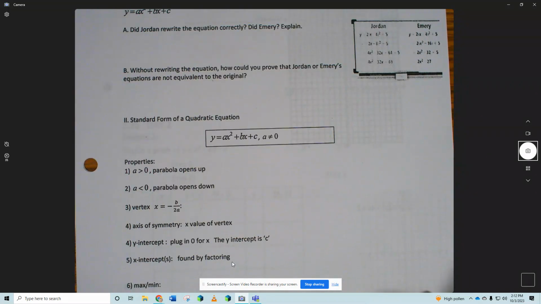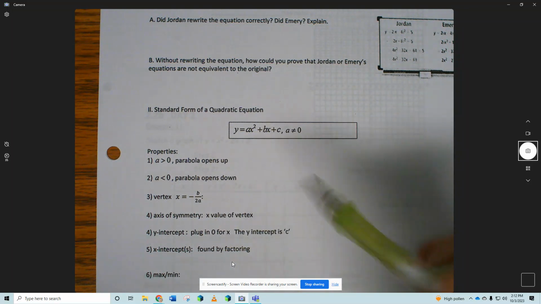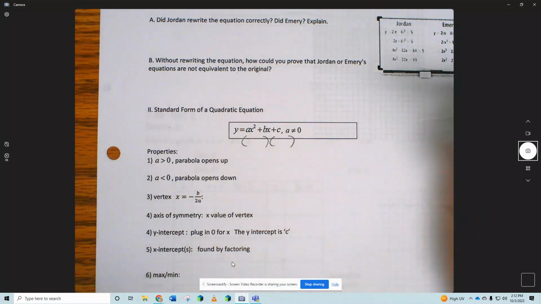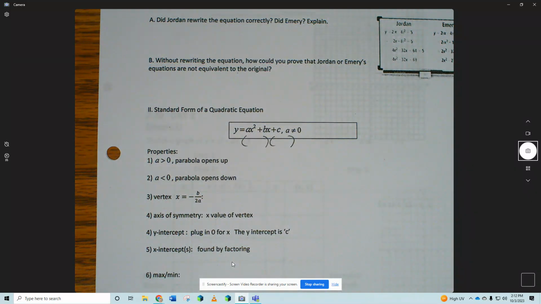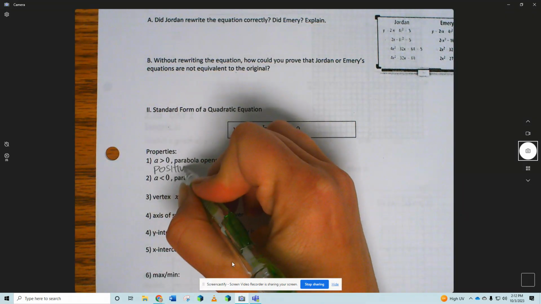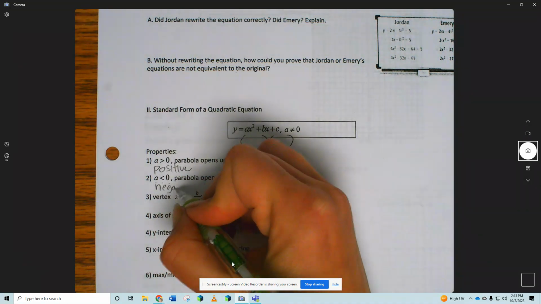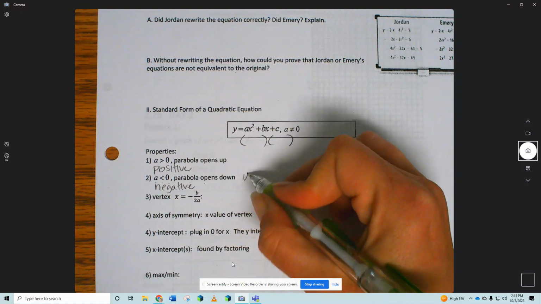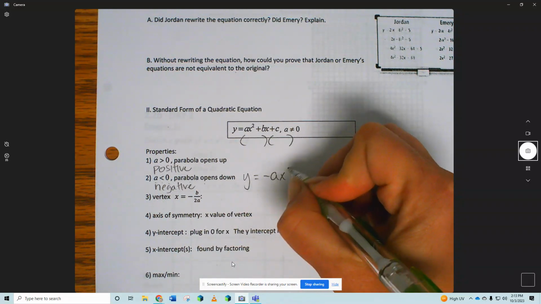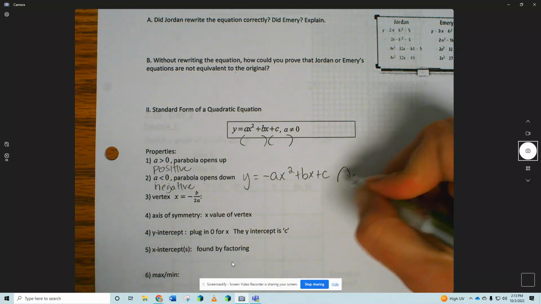Okay, let's move on. Standard form of a quadratic. We've talked about this when we've had to factor. Remember? Factoring comes in this format. So, same rules apply for all of the key features. A, if A is greater than 0, that means that A is a positive number. If A is less than 0, the parabola opens down. That means that A is negative. Negative would be like y equals negative ax squared plus bx plus c. It's a downward parabola. Okay, like that.